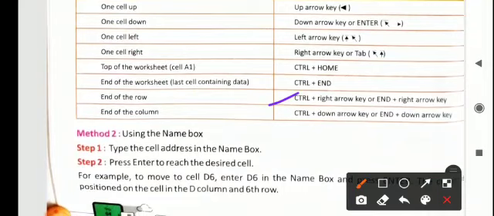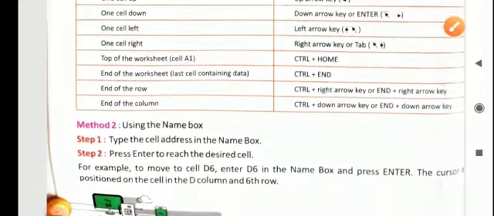If you want to go to the first cell of the sheet, that is A1. A1 is the first cell of your worksheet. So if you want to go to the top of the worksheet, you have to press CTRL plus Home, and if you want to go to the end of the worksheet, the last cell, then you have to press CTRL along with the End key. So these are the shortcut keys.